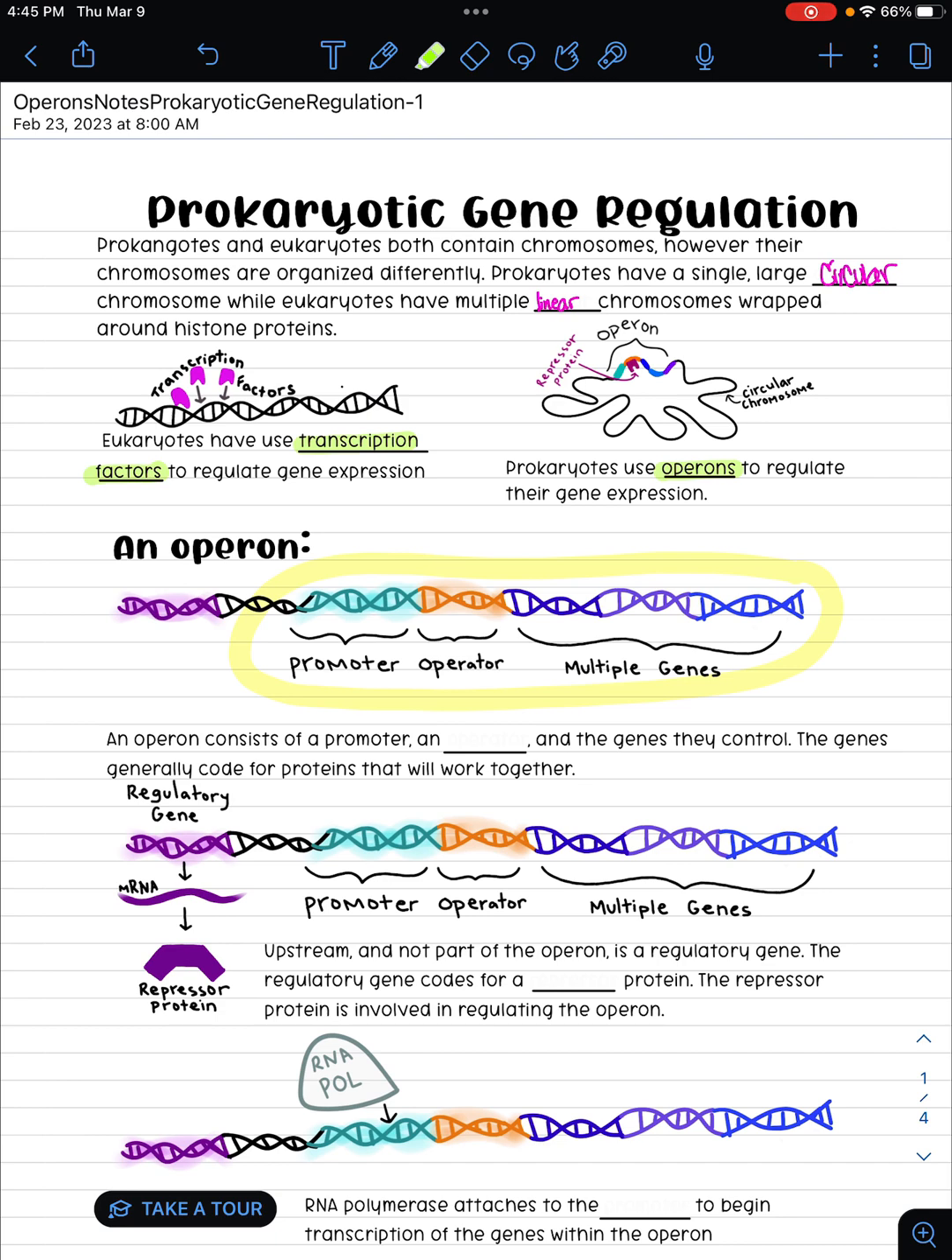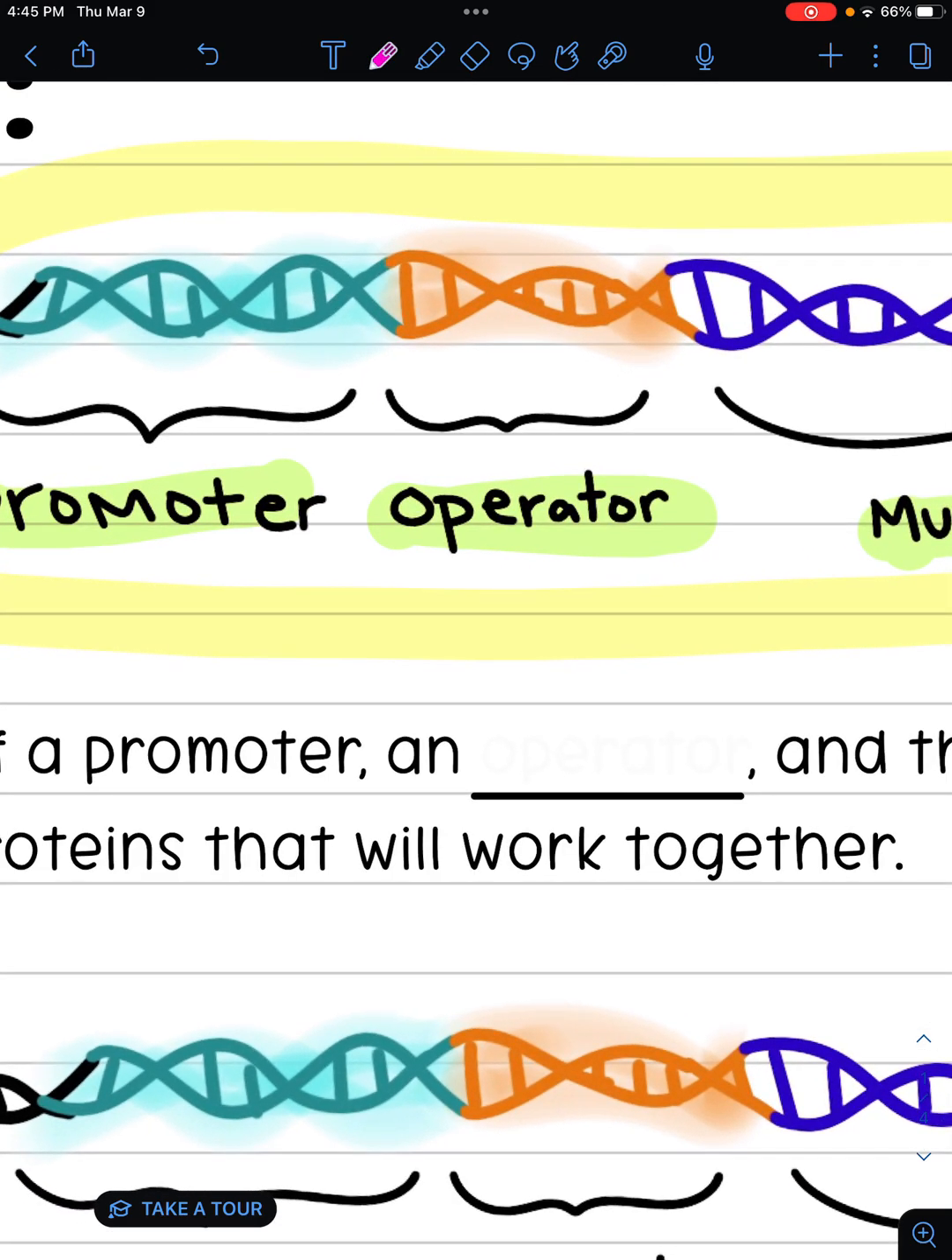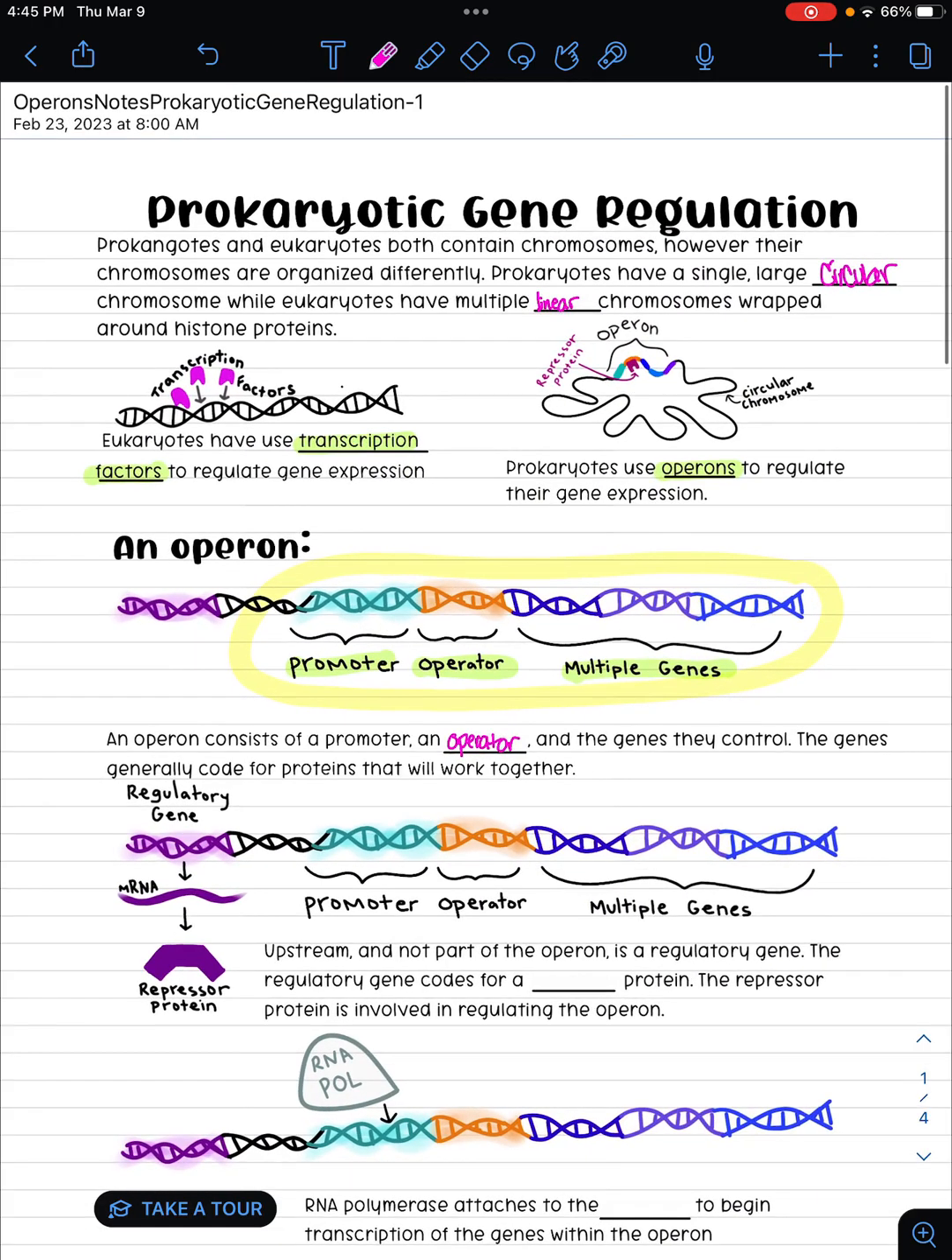So it says an operon consists of a promoter, a blank, and the genes they control. So in the blank, we have to write the last thing that's missing that I haven't highlighted, which is an operator. Okay, they have 3 parts. If you'll take note, there's also another part out here to the left of the operon. Okay, we'll learn about that in just a sec.